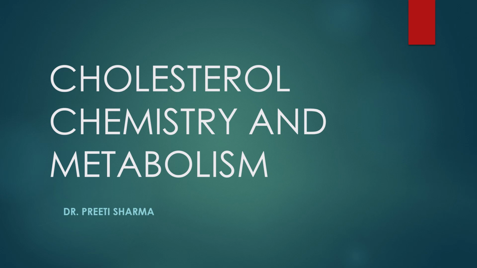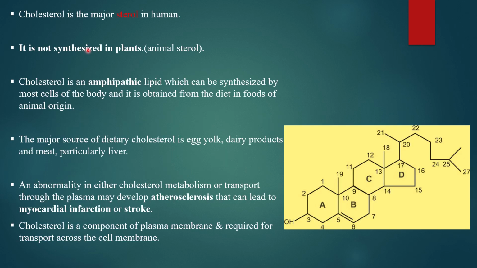Good morning. Let's discuss cholesterol chemistry and metabolism. Cholesterol is the principal sterol of all the higher animals, distributed in the body tissues, especially in the brain and spinal cord. Cholesterol is a major sterol in humans and it is not synthesized in plants.